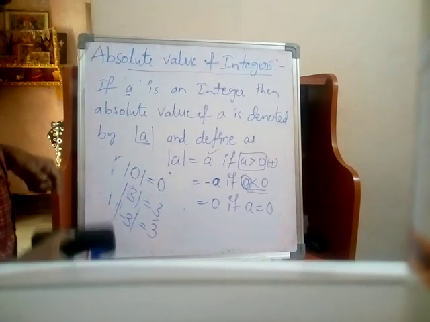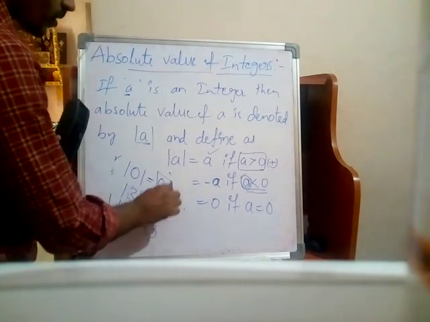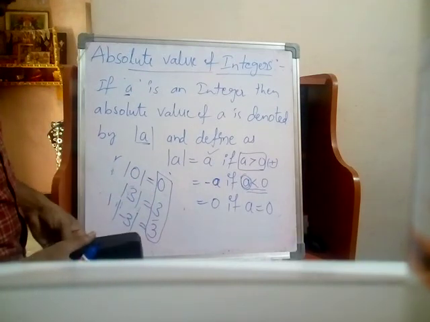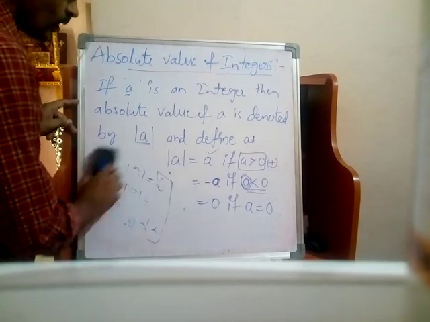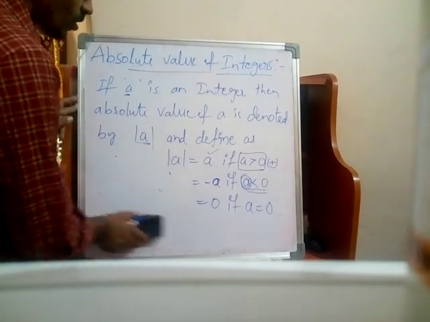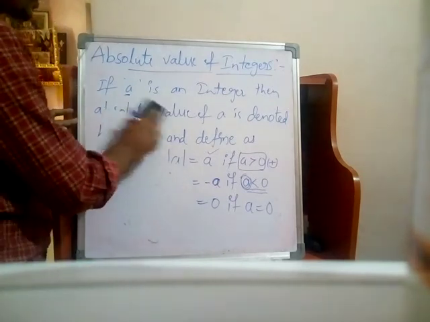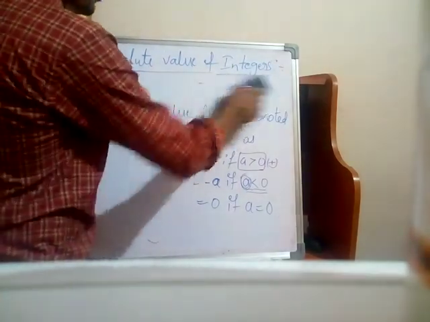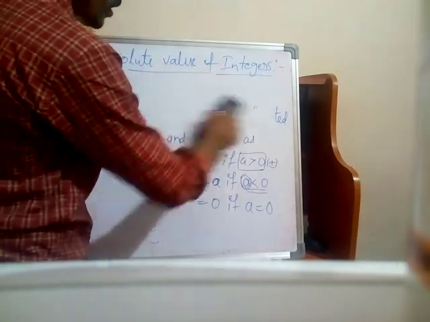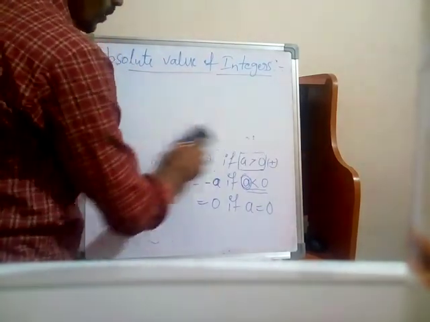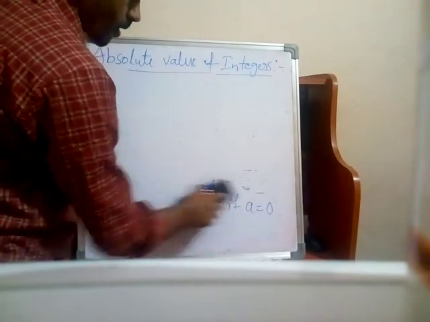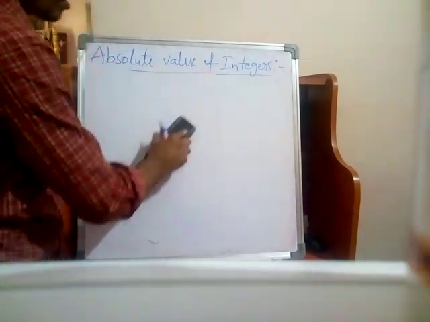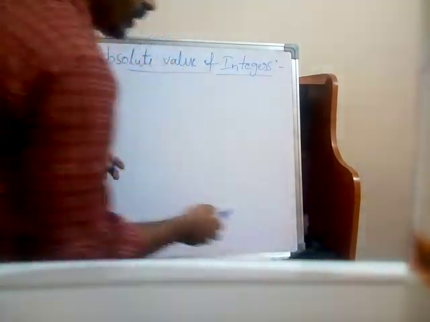Okay. So what did you observe? So result is either 0 or positive integers only. So that's why absolute value of an integer is always a non-negative integer. Non-negative integer means either 0 or positive numbers. So absolute value of an integer is always non-negative. Means we get 0 or positive numbers only. Did not get negative.